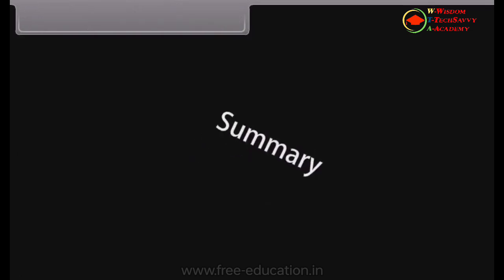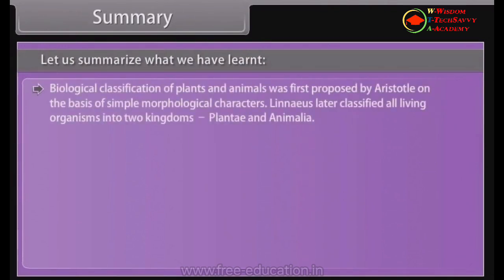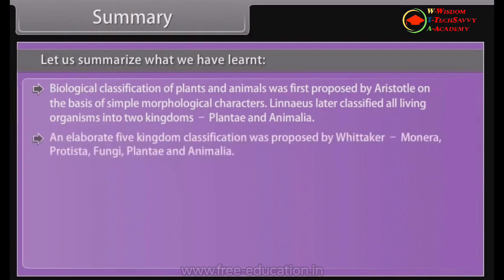Summary. Let us summarize what we have learned. Biological classification of plants and animals was first proposed by Aristotle on the basis of simple morphological characters. Linnaeus later classified all living organisms into 2 kingdoms, Plantae and Animalia. An elaborate 5-kingdom classification was proposed by Whittaker: Monera, Protista, Fungi, Plantae and Animalia.